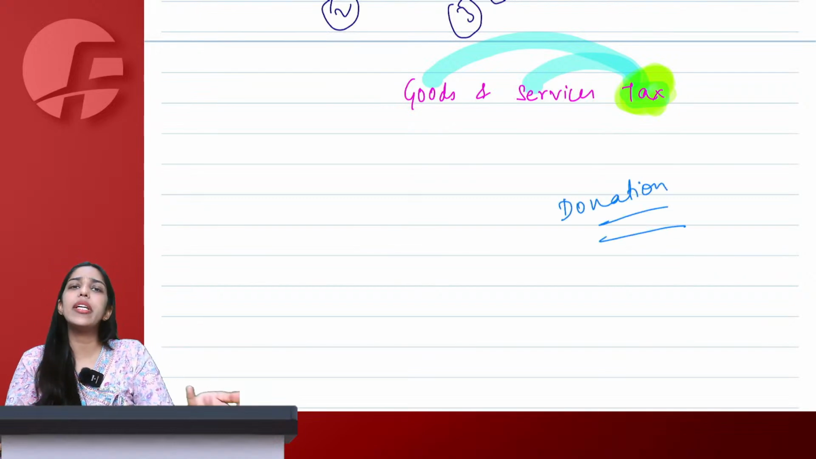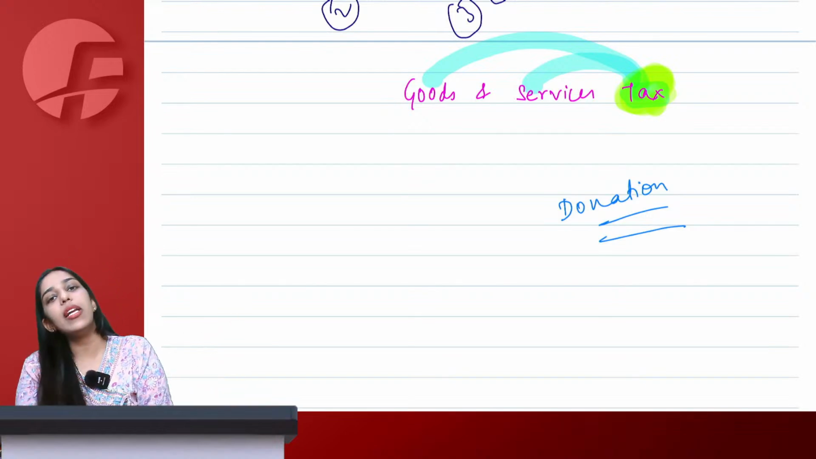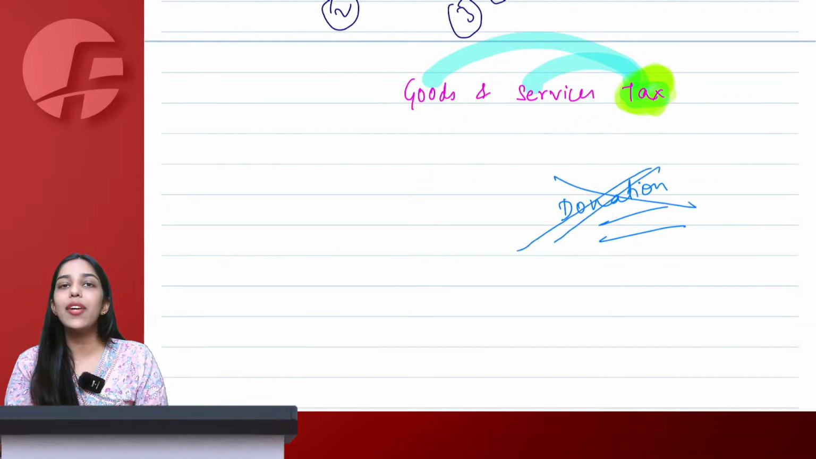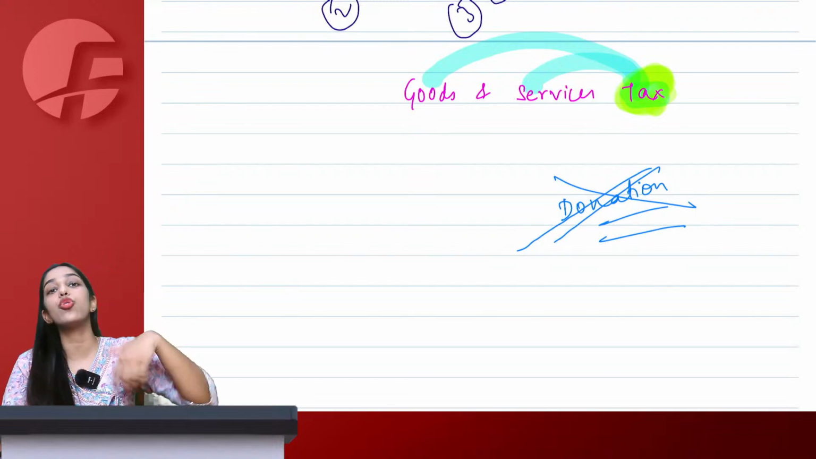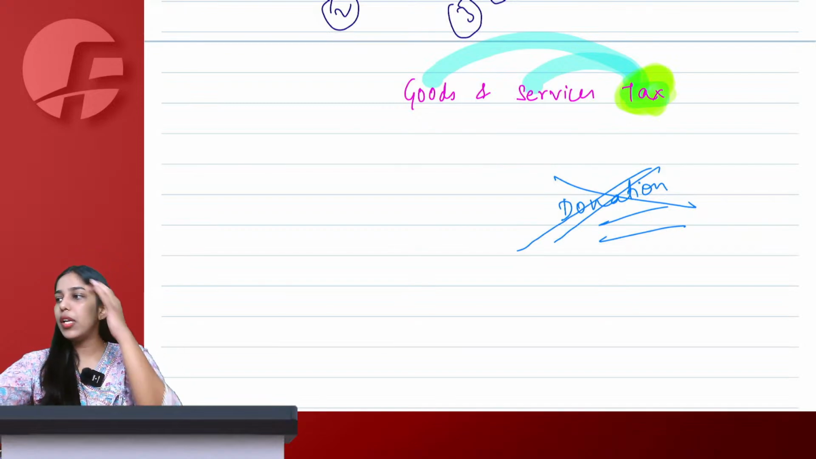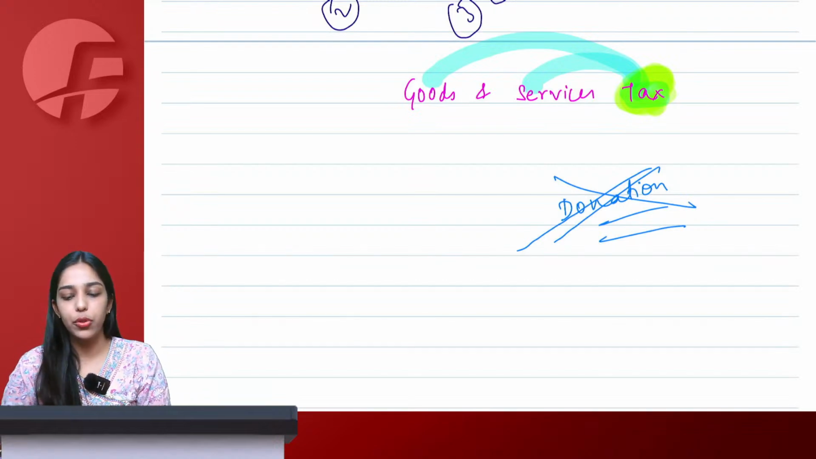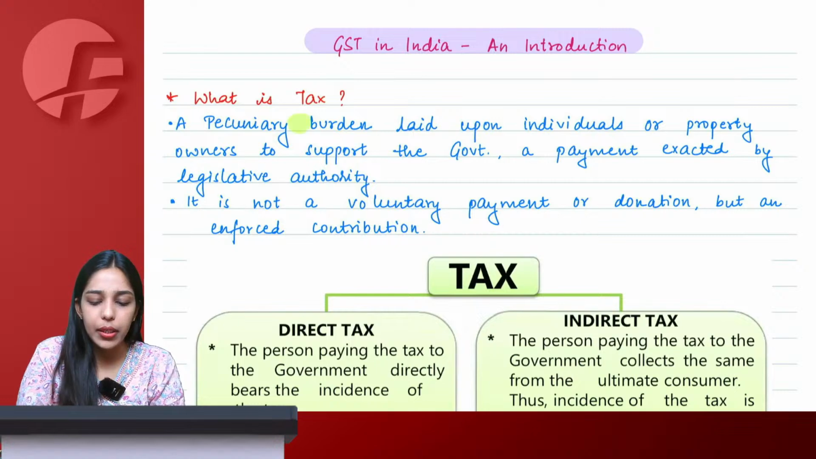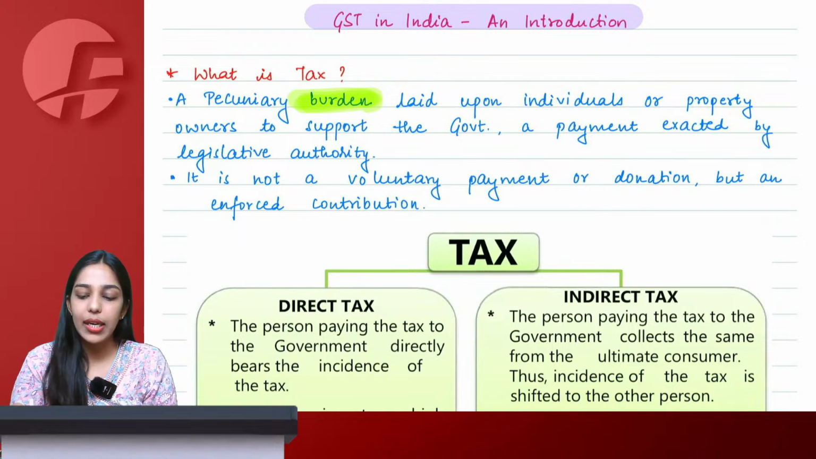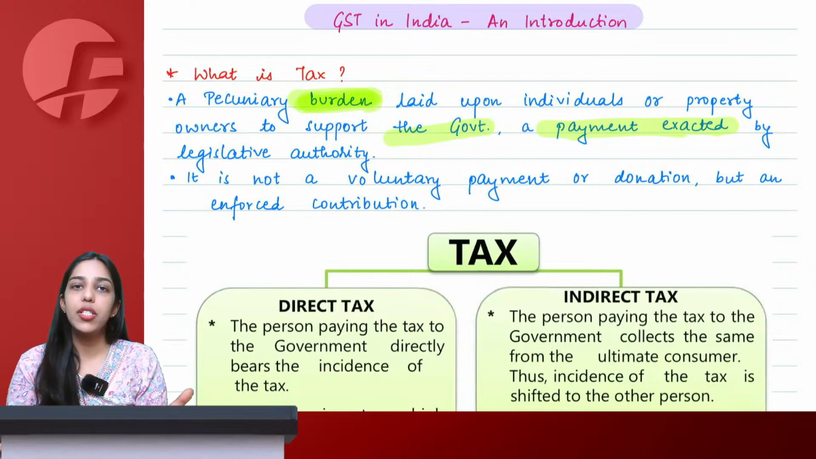It is not a voluntary contribution where today I feel like giving taxes, so I will pay, and today I don't feel like paying, so I will not pay. You cannot do that. You don't have the liberty to choose whether to pay taxes or not. You will have to pay compulsorily and mandatorily if taxes are applicable to you. So we say it is a burden. It is actually a monetary, pecuniary burden laid on individuals and property owners, that they have to make this payment to the government so that they can support the government to run the administration of the nation.